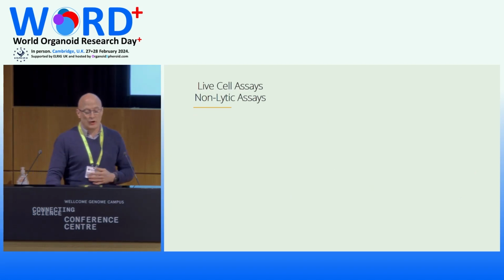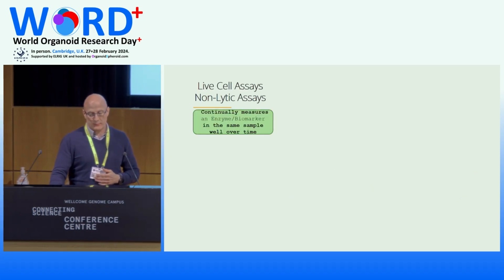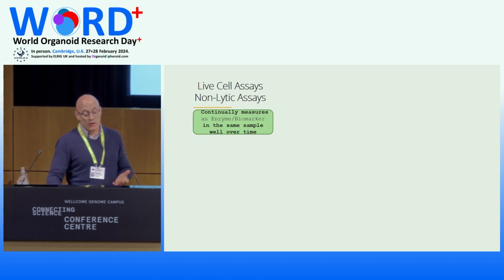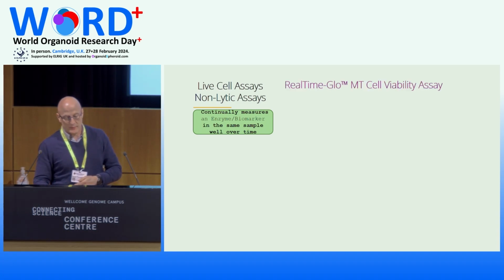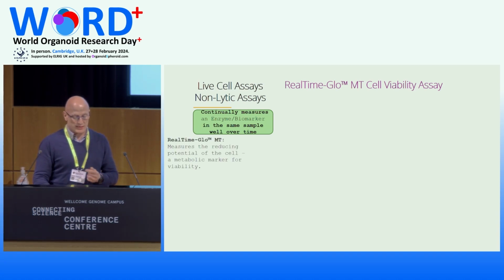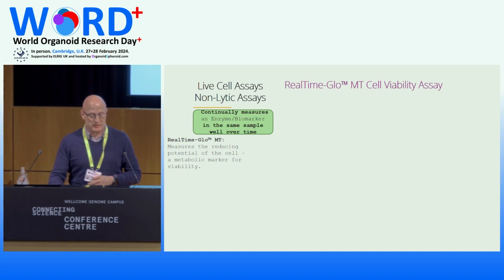So moving on to our live cell non-lytic assays. These allow you to continually measure an enzyme or biomarker in the same sample well over time. A good example of this is the RealTime-Glo MT cell viability assay. And this assay measures the reducing potential of the cell, which is a metabolic marker for viability.